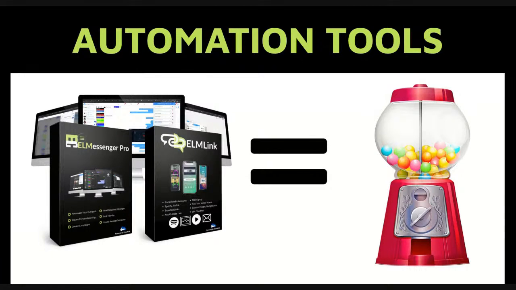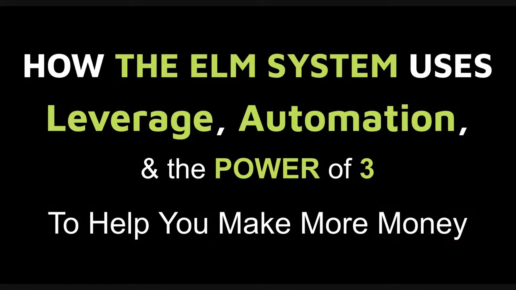Now, Messenger Pro and Link are equal to that gumball machine. These are the automated systems that do all the groundwork for you so that you just plug them in and collect the profits. Now, let's talk really quickly about the Elm system and how it uses leverage, automation, and the power of 3 to help you make more money.